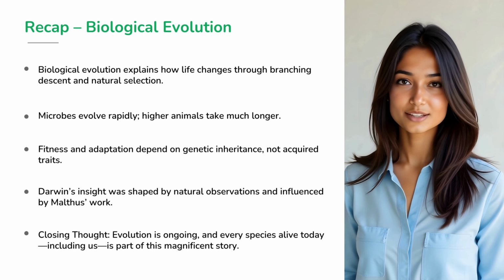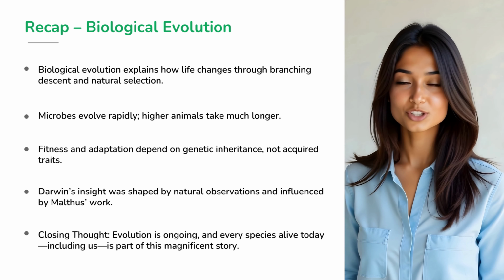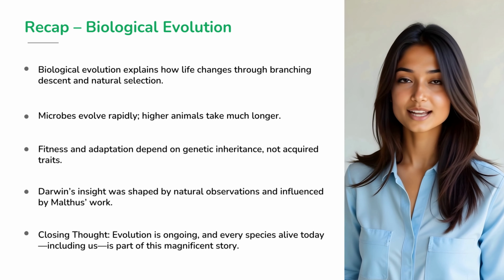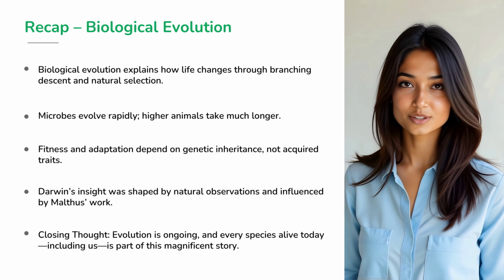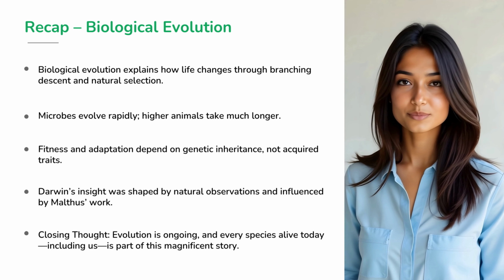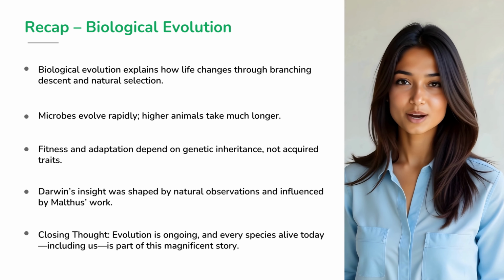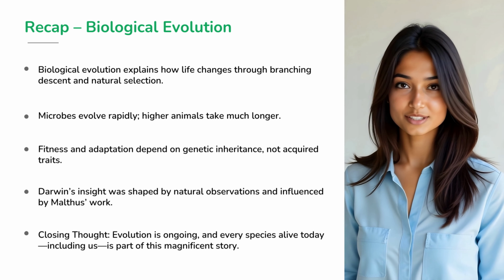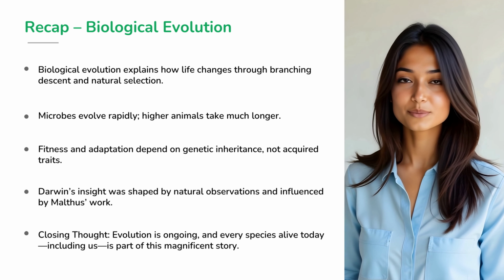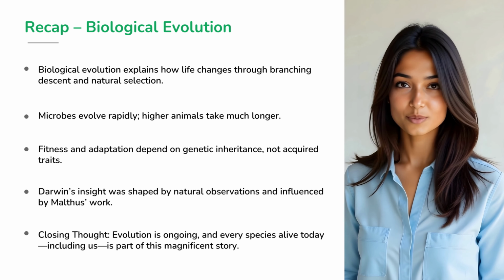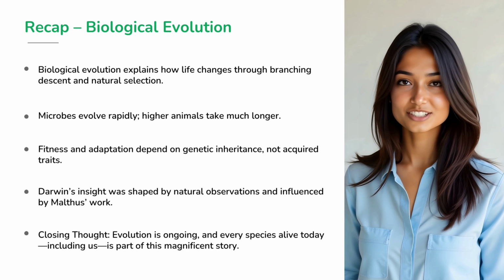Let's bring it all together. Biological evolution explains how life changes over time through variation, inheritance, and natural selection. We saw that microbes evolve quickly, while higher organisms take much longer. We explored how fitness is about genetic traits, not acquired ones. Lamarck's theory of acquired traits was replaced by Darwin's evidence-based theory of natural selection. We also saw how Malthus' principle of population growth gave Darwin the clue to explain the struggle for existence.